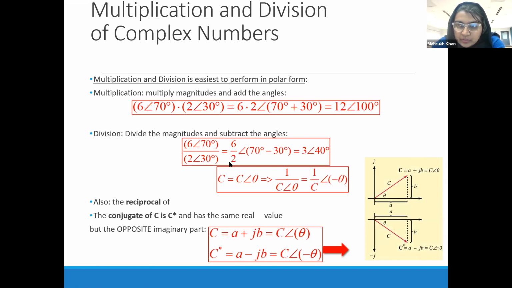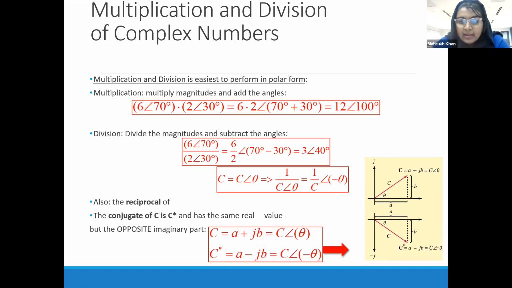Now, what conjugate means: if you have something here in the first quadrant, you know there are 4 quadrants. In the first quadrant, there is plus plus, like your x-axis is plus, your y-axis is plus. In the second quadrant, your x-axis is minus, your y-axis is plus. In the third quadrant, your x-axis is minus, your y-axis is minus. In the fourth quadrant, your x-axis is plus, your y-axis is minus.